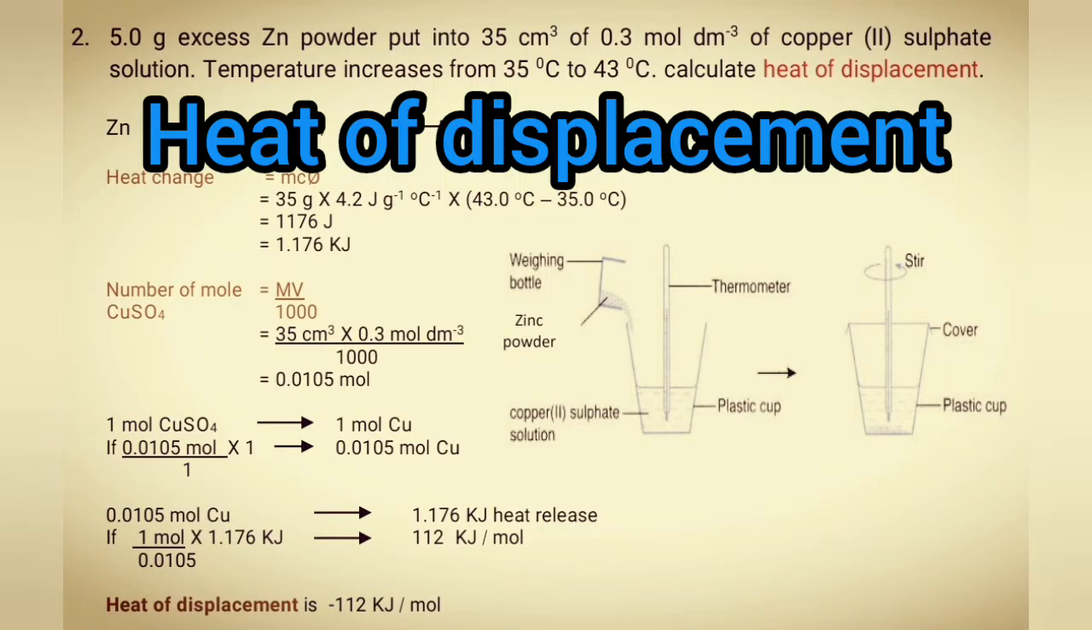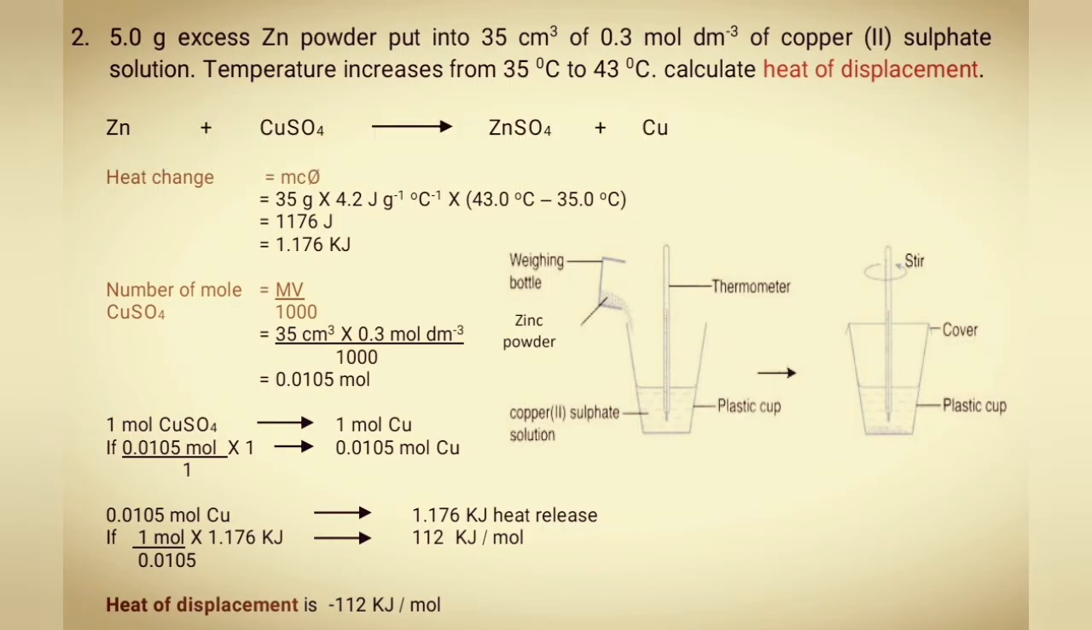Heat of displacement. The heat of displacement is the heat change when 1 mole of a metal is displaced from its solution by a more electropositive metal. When a more electropositive metal displaces a less electropositive metal from a solution of its salt, heat change occurs. The heat of displacement of a metal can be determined by measuring the heat change that occurs when a more electropositive metal in excess is added to a known quantity of a salt solution of a less electropositive metal.